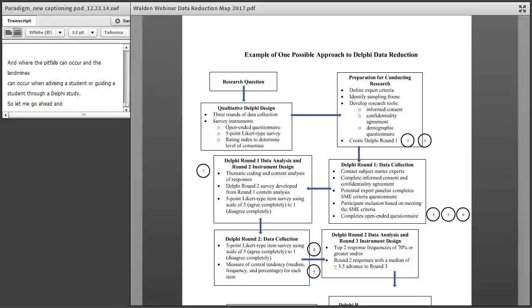We talked about this initially. We begin with our research questions. We determine we want to try to do 3 rounds of data collection. We develop our open-ended questionnaire. We also look at, in this case, we chose a 5-point Likert type survey. There's 7 points, there's 9 points, there's even 4 points or even numbers. Those typically tend to force a respondent to make a decision. So I like to introduce an odd number where there's a neutral position in the scale.